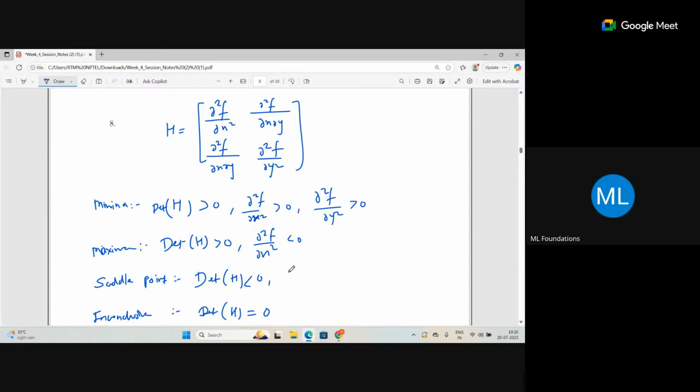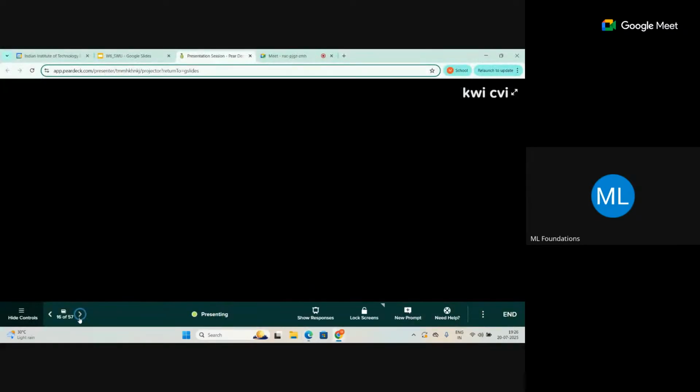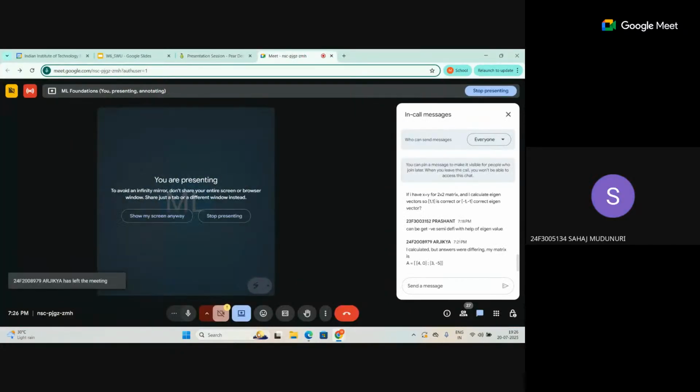And the same thing is there for definiteness. Positive definiteness we have discussed earlier. Okay, done. Now, can you find out the stationary point for this, whether it is maxima or minima? Saddle point? Maxima? No, find it out. Okay, I'll just take two minutes.